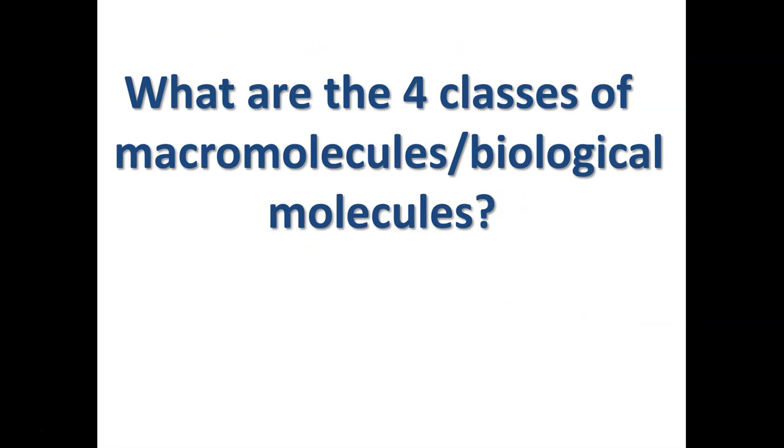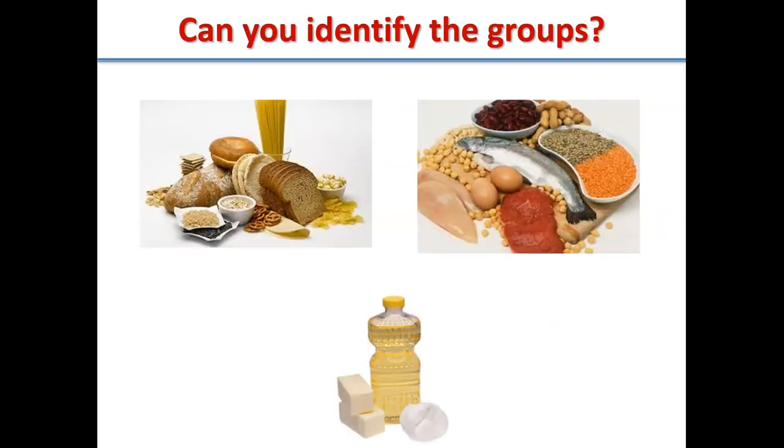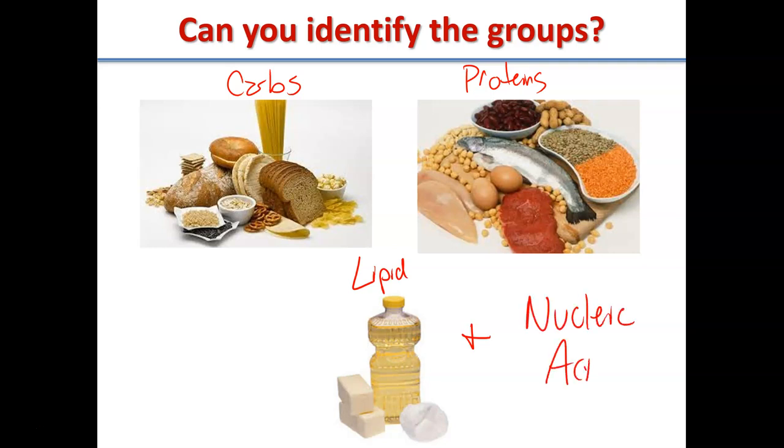So think about it. Maybe you know, maybe you don't. What are the 4 classes of macromolecules or biological molecules? Hopefully you identified. We have carbs up top. We know carbs. We love carbs. We have proteins, we have lipids, which are like fat, and we don't have a picture of it here, but we also have nucleic acids. So those are going to be your 4 macromolecules. We're going to pause this lecture and then we will pick up with carbohydrates.